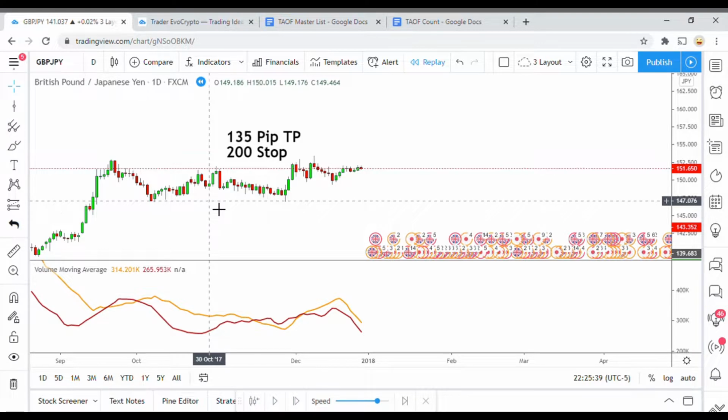Now, of course, this is a TradingView member created indicator, and so you can find a link to it down below in the description. It is moving average. In this particular case, it's two moving averages.